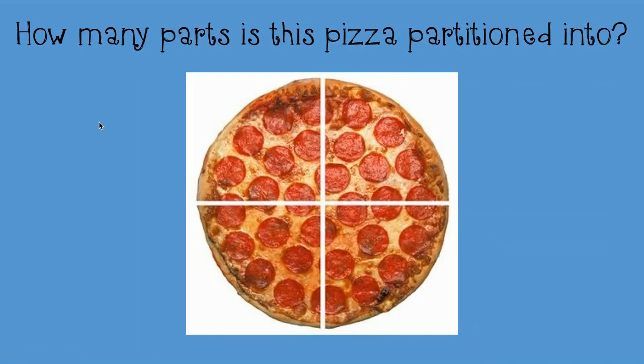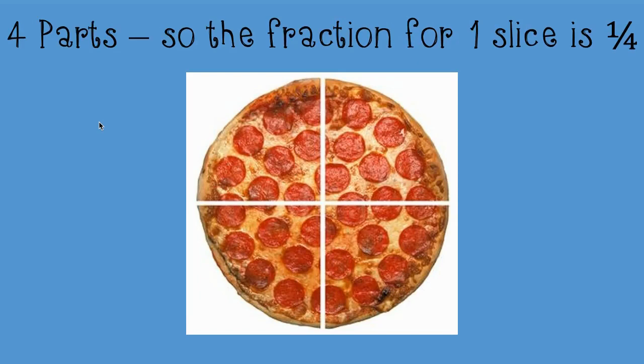All right, so how many parts is this pizza partitioned into? How many slices of pizza are there? There are four. Good job. There are four pieces, four slices. So the fraction for one slice would be 1/4. If you were to take one of these four slices and eat it, that would be 1/4 of the whole pizza. Remember, the four on the bottom represents the four total pieces, the part out of the whole. That's how I want you to think of it.